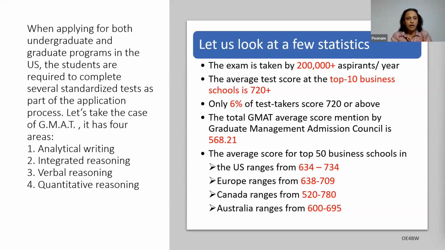The total GMAT average score mentioned by Graduate Management Admission Council is 568.21. And the average score for top 50 business schools in US ranges from 634 to 734. In Europe, it ranges from 638 to 709. In Canada, it ranges from 520 to 780. And in Australia, it ranges from 600 to 6. This is the case study that has to be pondered on.